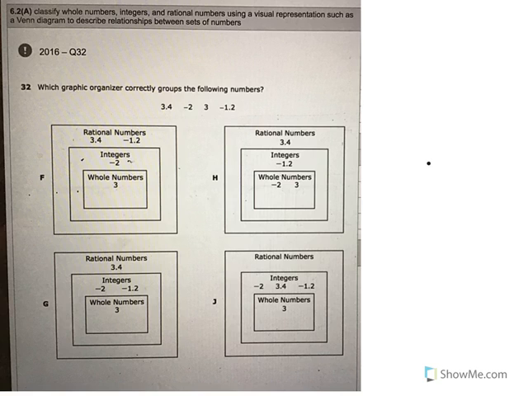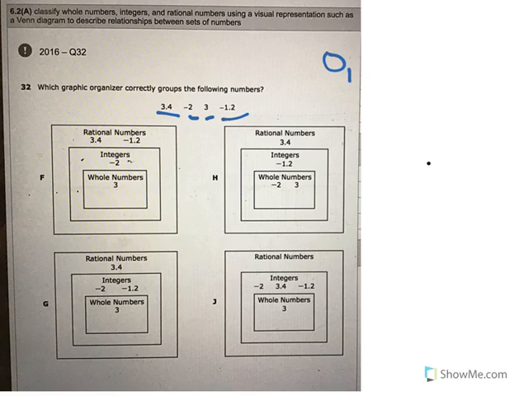The question states, which graphic organizer correctly groups the following numbers? 3.4 or 3 and 4 tenths, -2, 3, and -1.2. So, you look at your answer choices, we have to classify them between rational numbers, integers, and whole numbers. So let's quickly talk about what those are. I have other videos concerning this topic, but let's talk whole numbers.